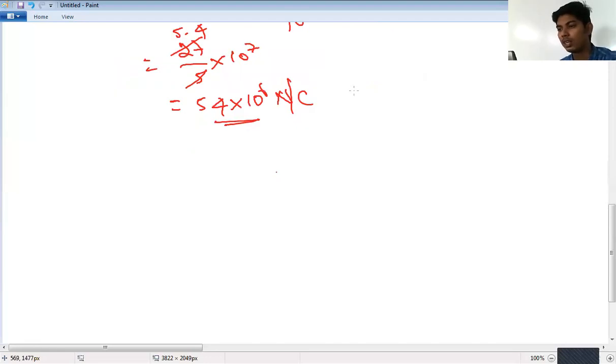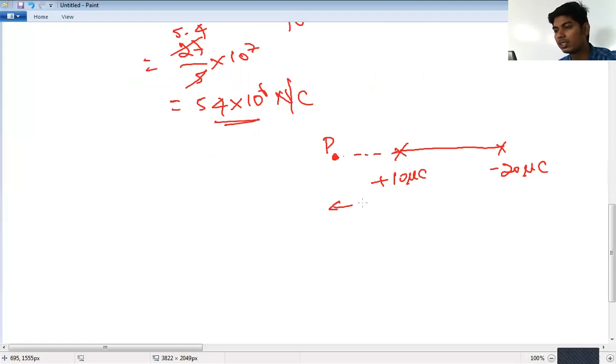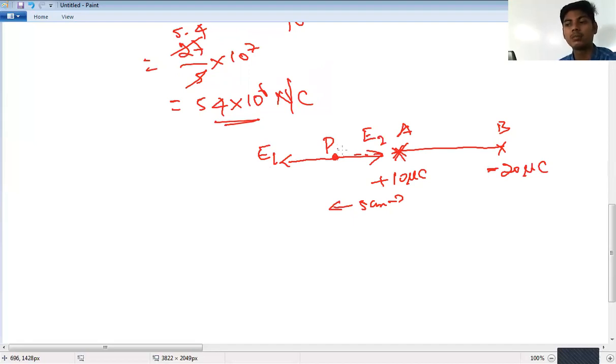Suppose the charges given were 10 microcoulomb, plus 10 microcoulomb and minus 20 microcoulomb. Then the electric field at some point P at a distance 5 centimeter from the charge at A would be totally different. See, electric field at point P due to the charge at A: charge at A is positive, so that electric field will be outwards. Call this E1. And the electric field at P due to the charge at B: charge at B is negative, so due to the negative charge the electric field must be inwards. This is E2. Which electric field will be greater?